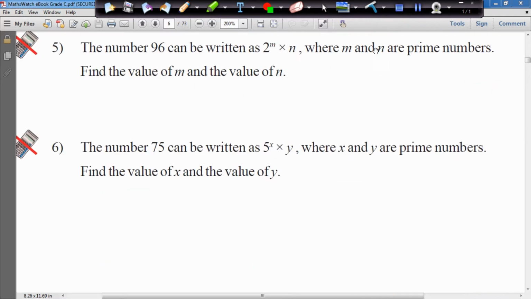There you go. Okay, folks, we're looking at question number 5 and number 6 now. This is more like an examination style question. These are the kind of style of question where they have powers involved in it. Let's have a look how we deal with this particular question.